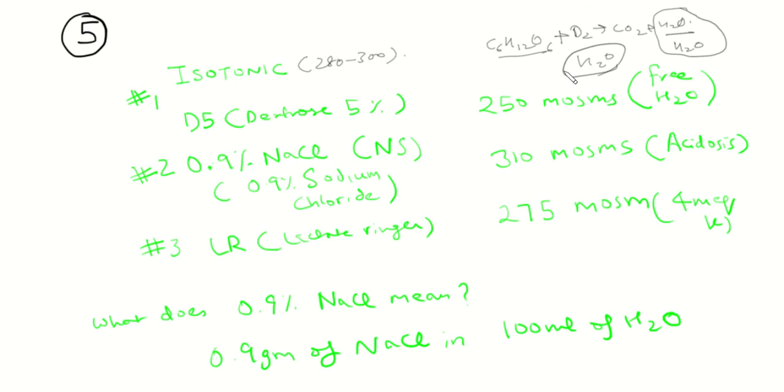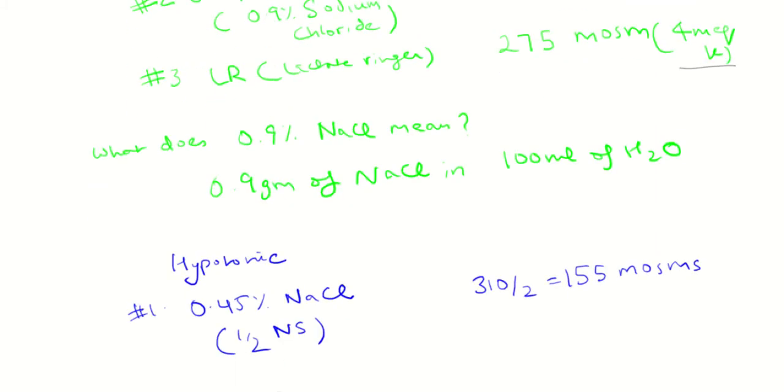Something to think about. Sodium chloride, NS, causes acidosis, and this becomes remarkable when you give very high volumes of normal saline. With lactated Ringer's, with each liter you're giving them 4 milliequivalents of potassium. Something to think about.